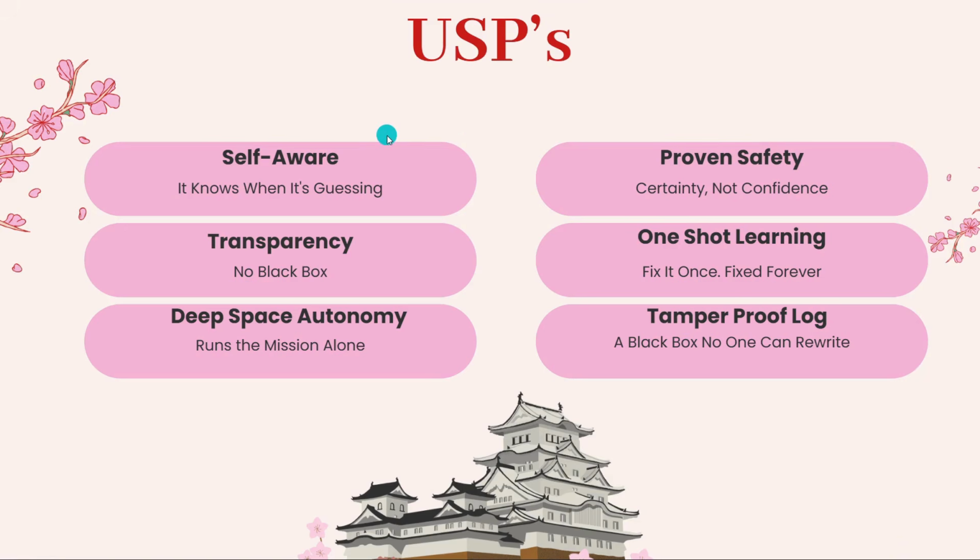The core USPs of this project are transparency. There's no black box, everything is transparent. The logs are all tamper-proof. This entire space mission is autonomous and runs on its own. The entire thing is self-aware and it knows when it's guessing. Last but not the least, it is proven safety with certainty.